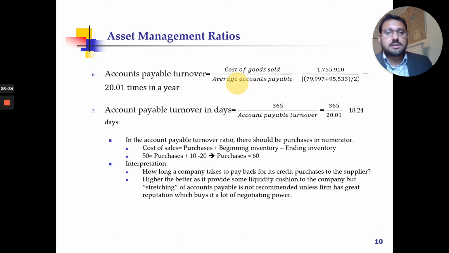And once the payables are calculated, this simply suggests that on average, how many times in a year the company is able to pay its current level of payables to its suppliers.